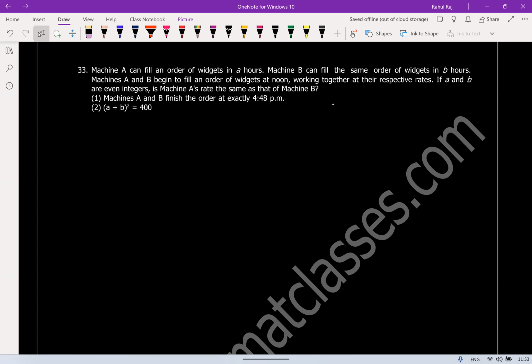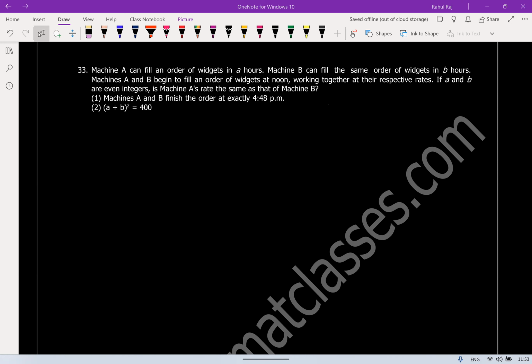This is a completely inequality problem. It has got nothing to do with work rate. I think A is the right answer. A is the right answer.